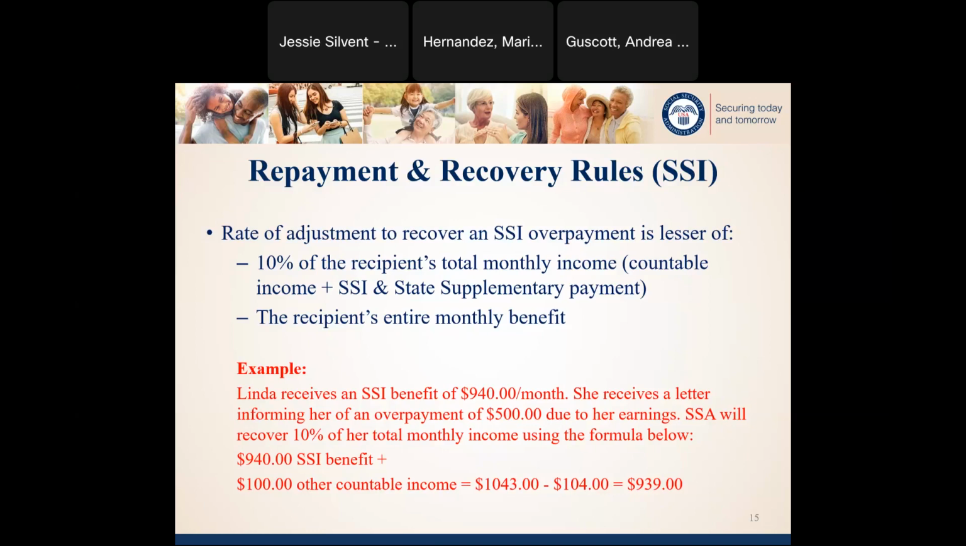So the example is Linda. She receives an SSI benefit of $940 per month, and she gets a letter informing her of an overpayment of $500 due to her earnings. So SSA will recover 10% of her total monthly income using the formula below. So we have her $940 SSI benefit plus $100 of her other countable income from work. So that comes out to be $1,043. And then 10% of that leaves her with $939 net per month, with 10% being put towards the overpayment.